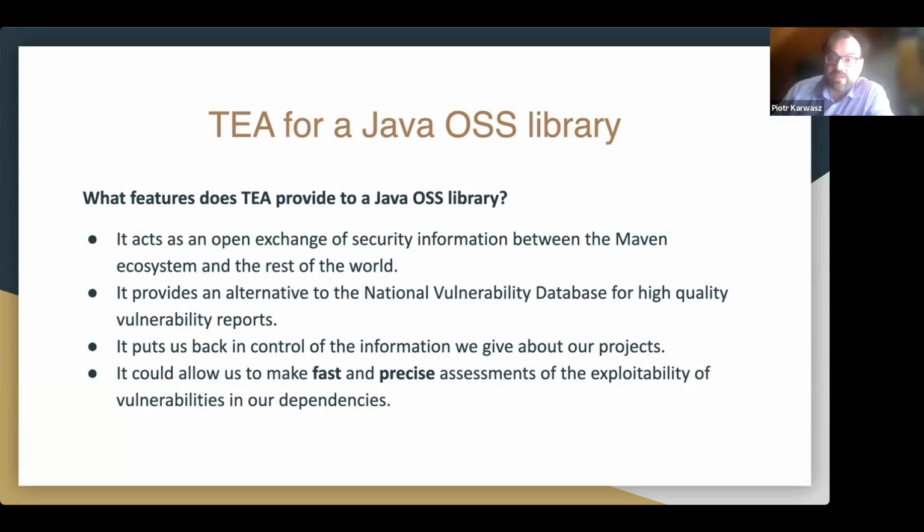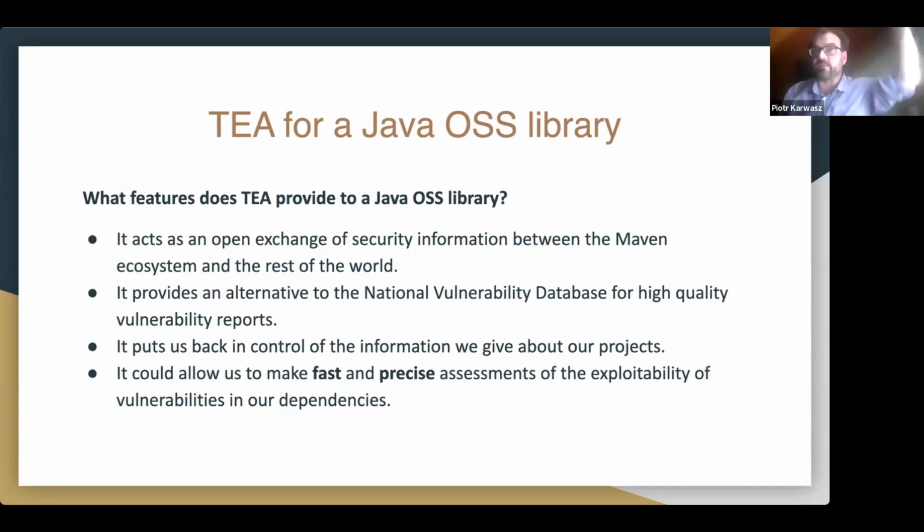We do have vulnerabilities. We would like to report them in a nice way. The NVD, if you know, is a little bit overcharged. So we would like a service where you ask, is there a vulnerability in Log4j? It says yes, and this is the data. And the third application we would like to use TEA for is to have vulnerability exploitability reports, which we can do very fast and very precisely.